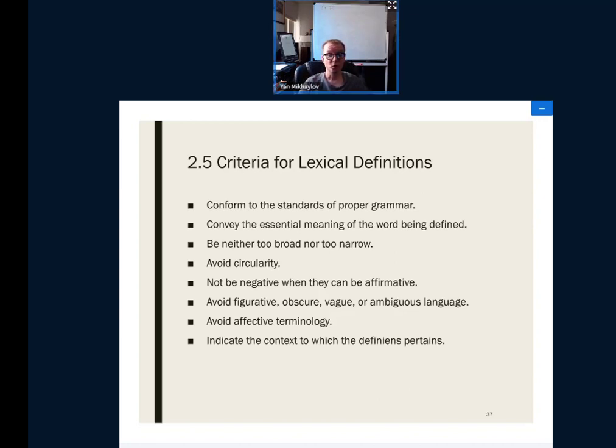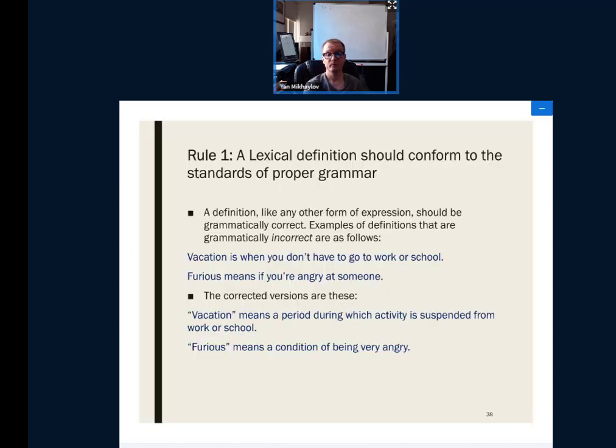First of all, it should conform to the standards of proper grammar. It should be in proper English. Convey the essential meaning of the word being defined. Be neither too broad nor too narrow. Avoid circularity. Not be negative when it can be affirmative. Avoid figurative, obscure, vague, or ambiguous language. Avoid affective terminology and indicate the context to which the definiens pertains. Let's go over them with examples so you guys can get a better idea.